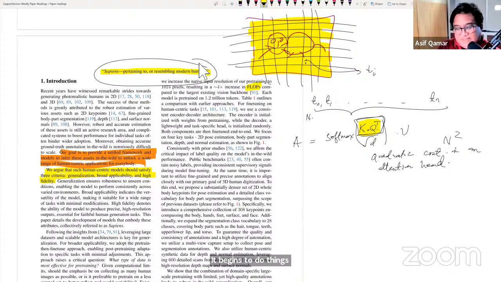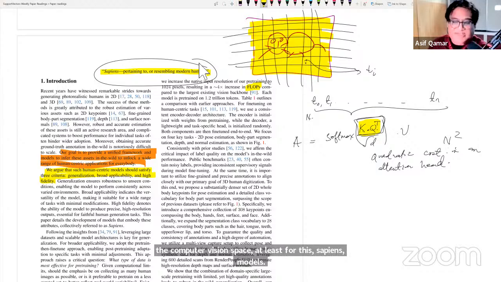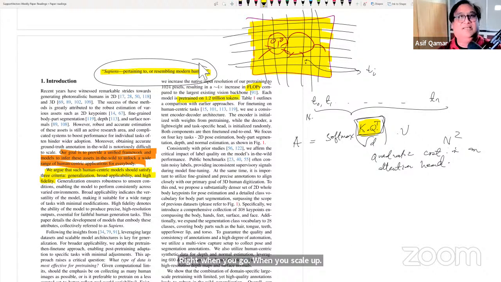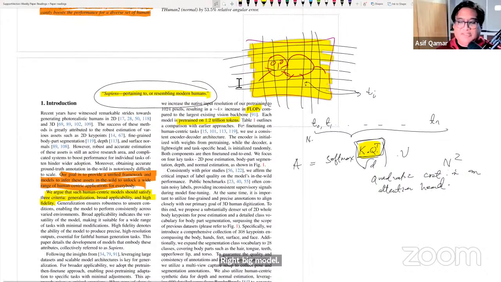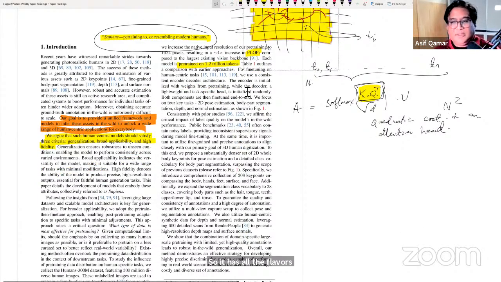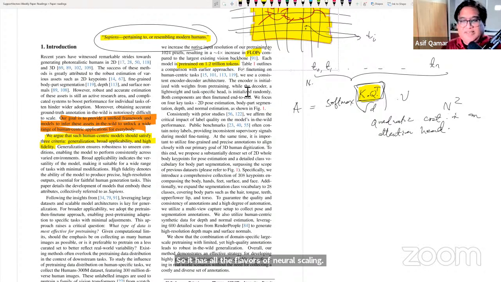Now, one of the interesting observations of this paper is that a similar behavior seems to be happening in the computer vision space, at least for these Sapiens models. When you scale up and you are dealing with 1.2 trillion tokens, you realize that you are really training a vision model at an unprecedented scale. Big model, lots of training data. So it has all the flavors of neural scaling here. All the telltale signs of good neural scaling taking place.